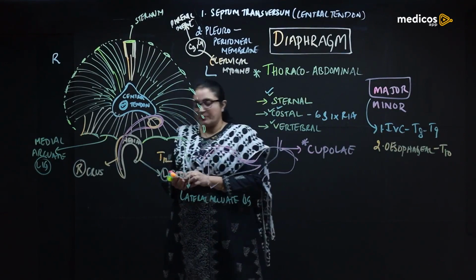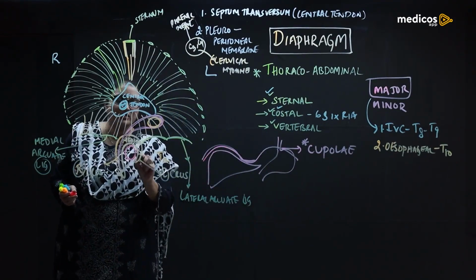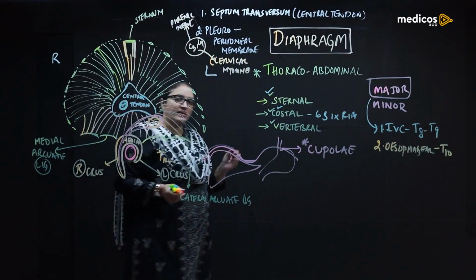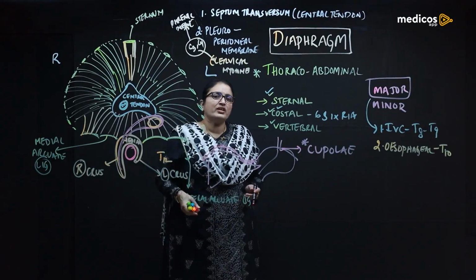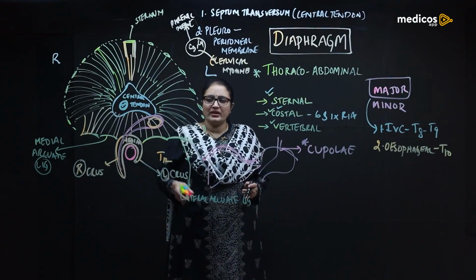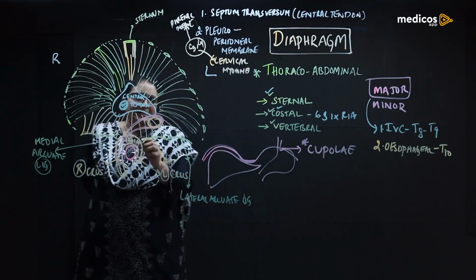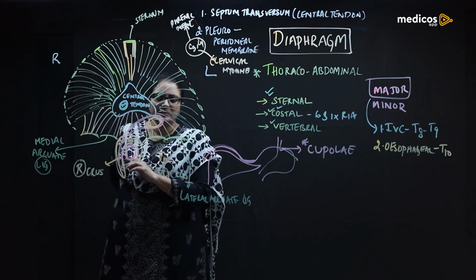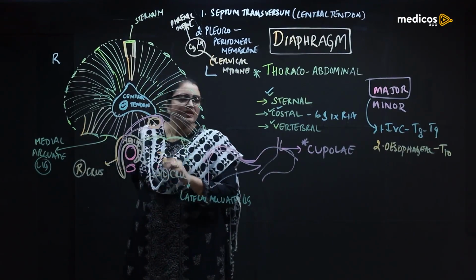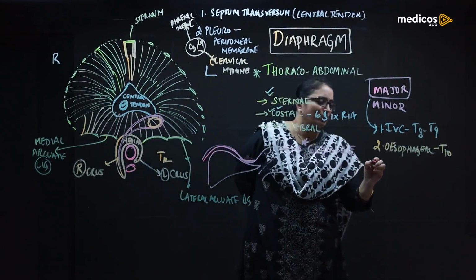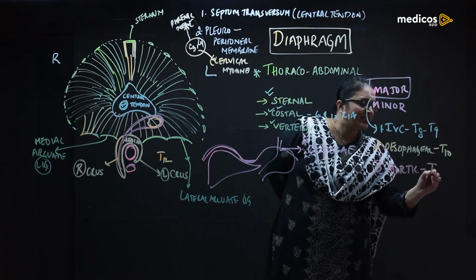Last but not the least, the major opening between the right crus and the left crus is for the aorta. The descending thoracic aorta becomes abdominal through this opening, between the two crura of the diaphragm. The aortic opening is bounded above by the median ligament, on the right side by the right crus, on the left side by the left crus, and posteriorly by the vertebra. This important major opening, the aortic opening, is at the level of T12.